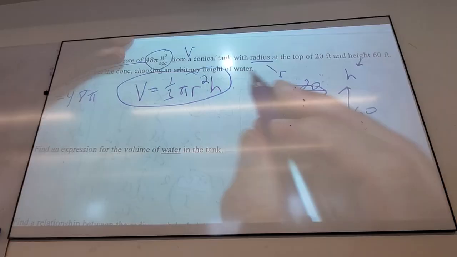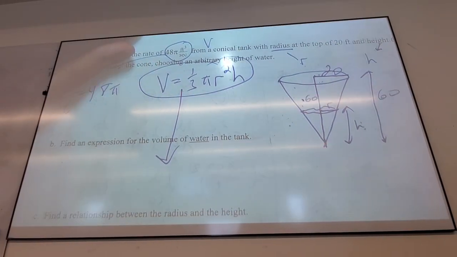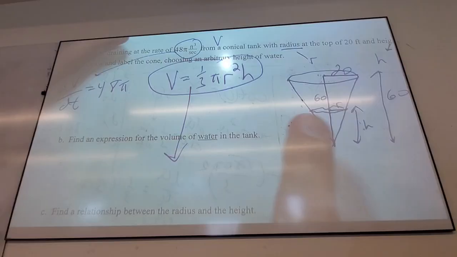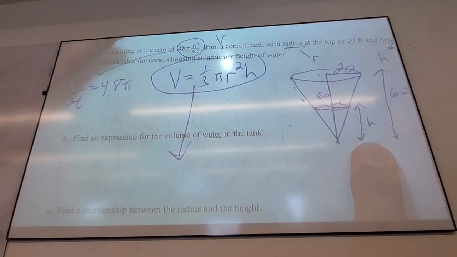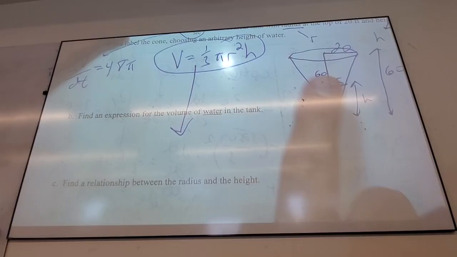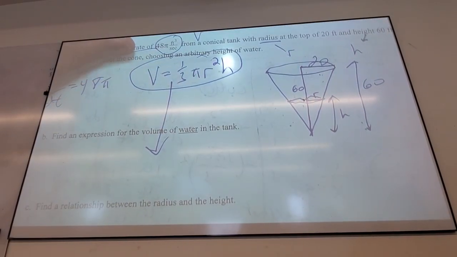So, okay, sorry. Volume of water in the tank. I put that in the wrong place. All I wanted here was to draw and label the cone. If I would just read my own instructions, I'd do so much better. Volume formula is here. Can somebody help me out?